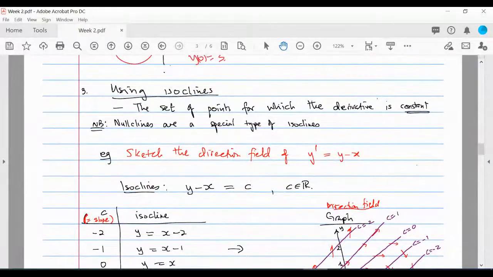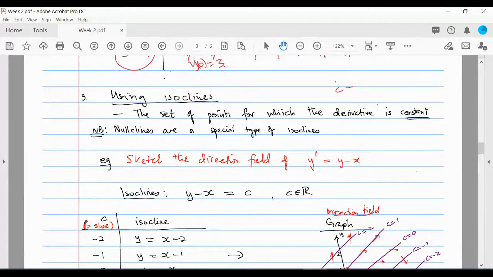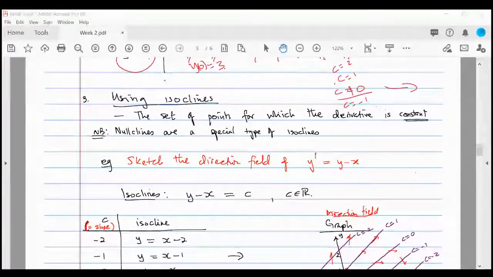Now, isoclines are the set of points for which the derivative is constant. So if we say the constant, let's call it c, is equal to 0, which means we have a horizontal orientation. With isoclines, these are more generalized. If c is not equal to 0, c can be equal to 1, c can be equal to 2, c can be equal to -1, and so forth. So when you have that, then you have what is called an isocline.